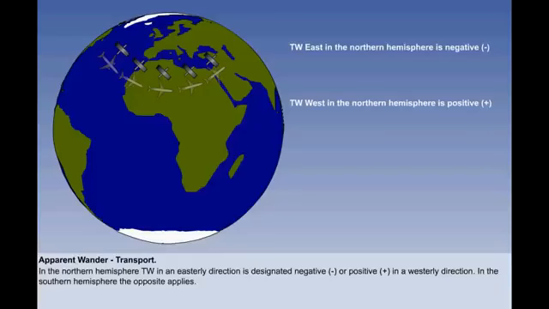Note also that transport wonder will not affect flights along a north or south meridian. The formula to note for transport wonder is: transport wonder equals the easterly component of ground speed divided by 60, times the tan of the latitude, in degrees per hour.